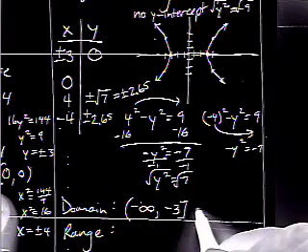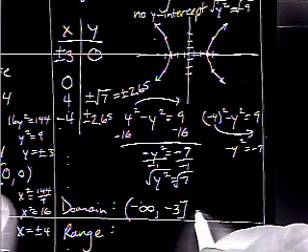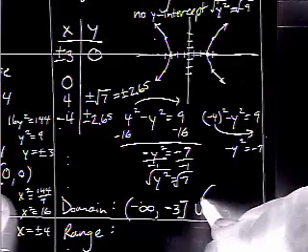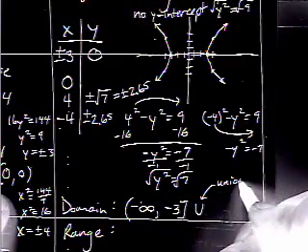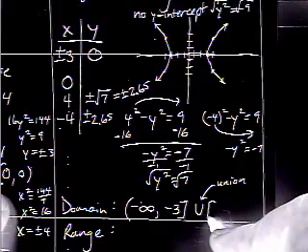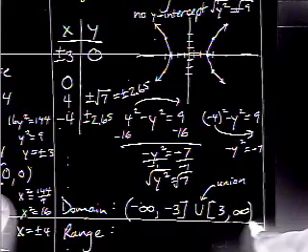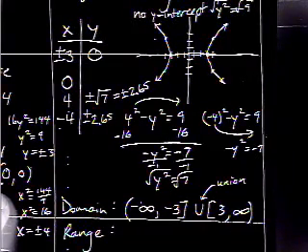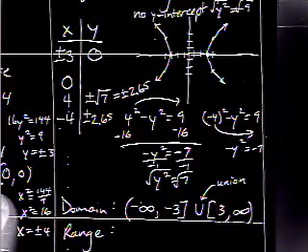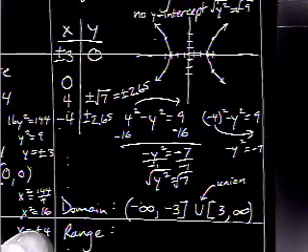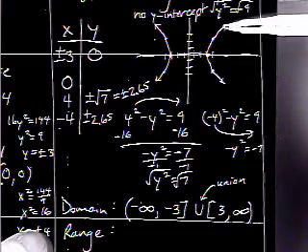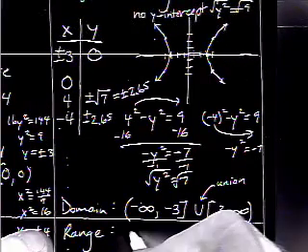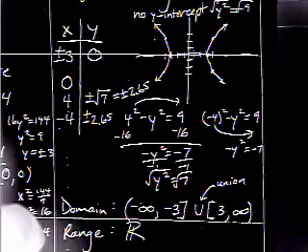Okay? So we are going to use a symbol, which we can talk about. It's the union symbol. And that means that you have another set. And we have another set on the other side, which goes from 3 to infinity. It includes 3, but you can't get your hand on positive infinity, so you have to use the open parenthesis. Now, what's the range? Well, it keeps getting higher and higher, and it keeps getting lower and lower. So that would be all reals for the range.